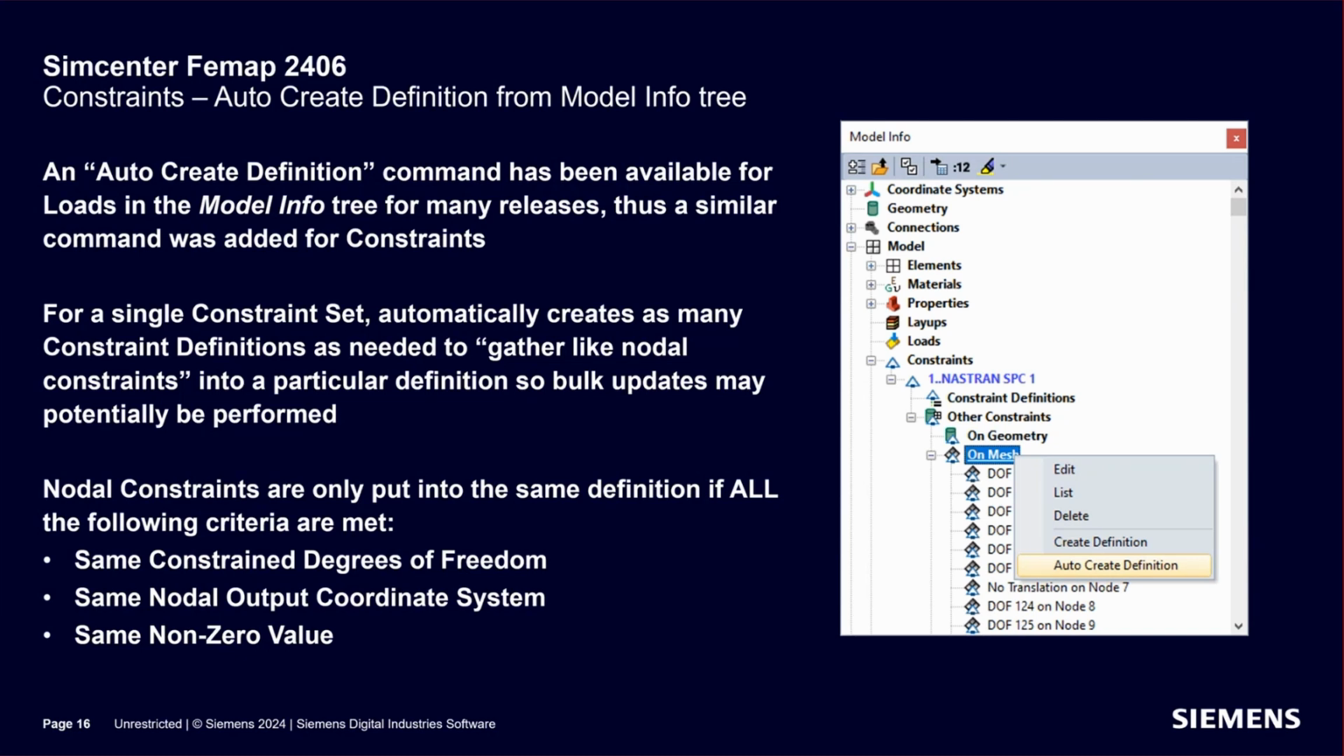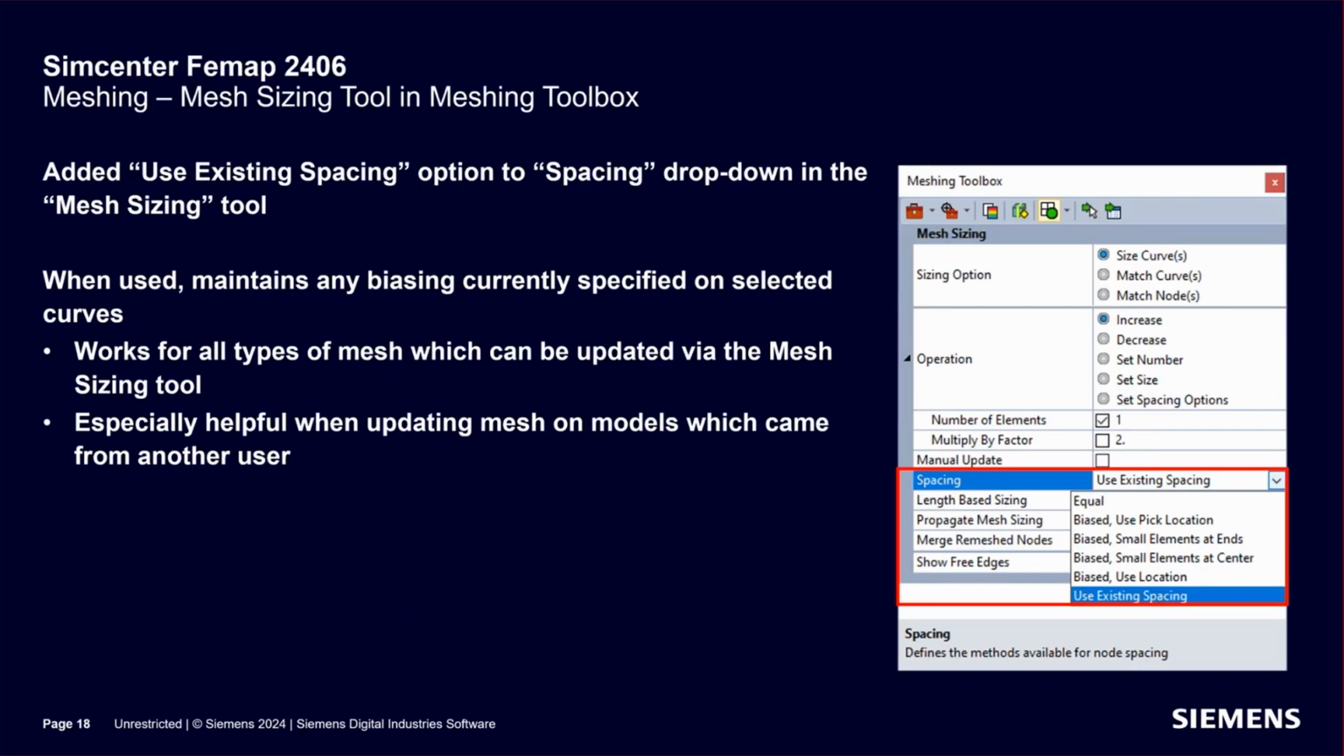For the longest time, we had an auto create definition for loads, but we did not have it for constraints. Now we do. If you've read in an input file and you want to group all the like ones together: if it has the same constrained degrees of freedom, same nodal output coordinate system, and the same non-zero value, it'll automatically make definitions for you. We also did a little bit of back-end work on the same command for loads to improve the performance a little bit, but we didn't change any of the calculations or anything.